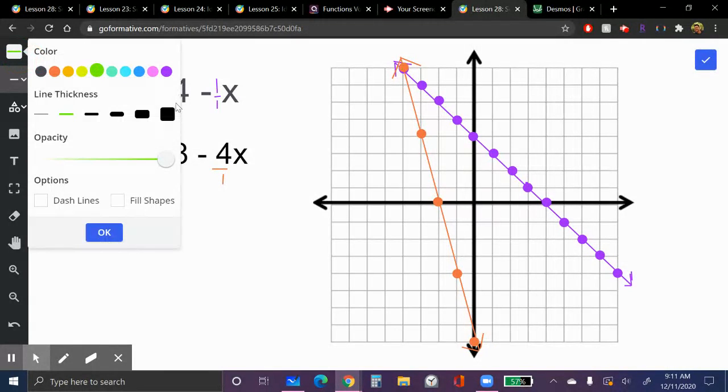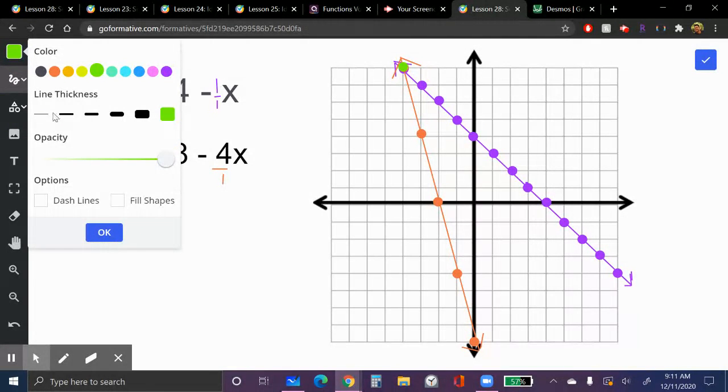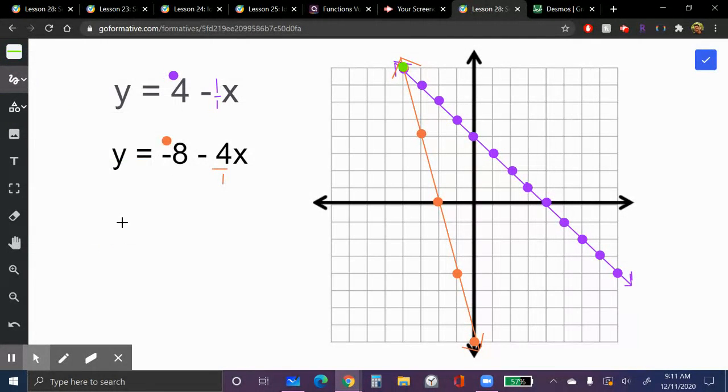Let me change this. You don't have to do this part. I'm just showing this so it shows you where they intersect. So from the origin, it is negative 4, 8. They intersect at negative 4, 8. All right. So those are two scenarios where you graph the lines and see where they intersect.